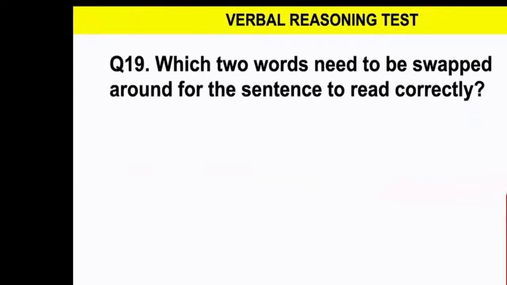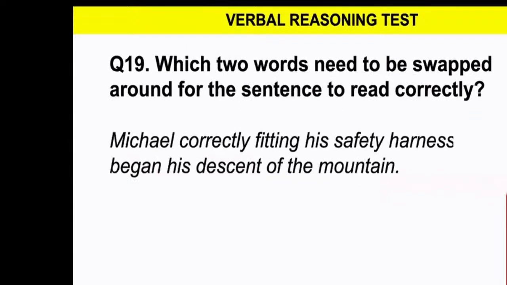Question number 19. Which two words need to be swapped around for the sentence to read correctly? Michael correctly fitting his safety harness after began his descent of the mountain. Choose your two words. Here's a timer.